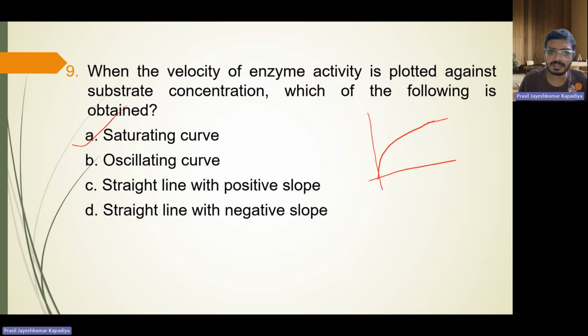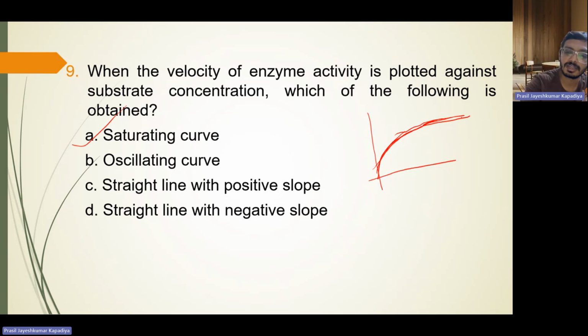So when substrate concentration is really low, what happens? Many active enzyme sites are available. So as this substrate concentration increases, what happens? Maximum possible enzyme sites are available. Let's say we are reaching some maximum value of S, and after that also we are increasing the value of S, but there are no active sites available for enzymes. So that value is not going to change. So the correct answer is D.